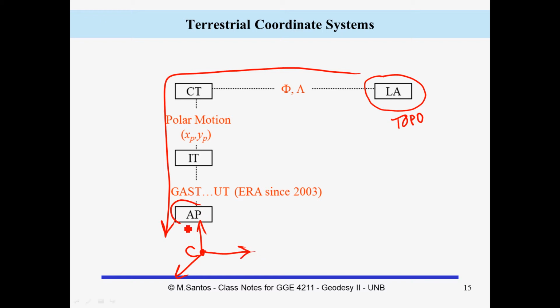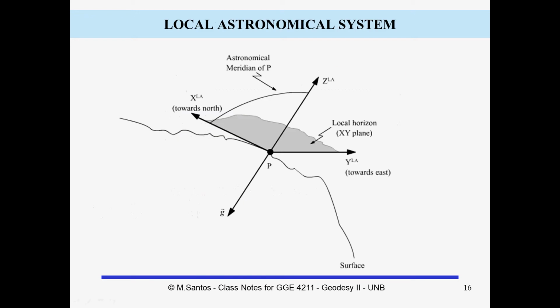And the good thing is that when we arrive at the system of apparent places, we know that this system is the same as the system of true right ascension, so that's a connection to the celestial system. Local astronomical system, or LA.